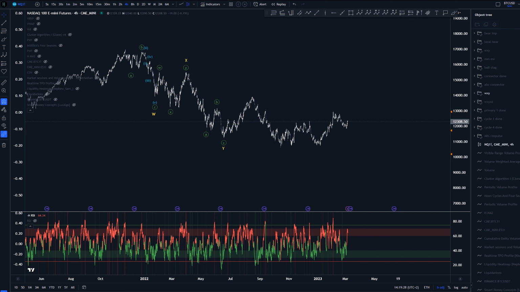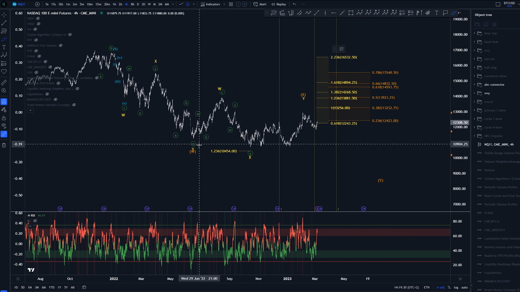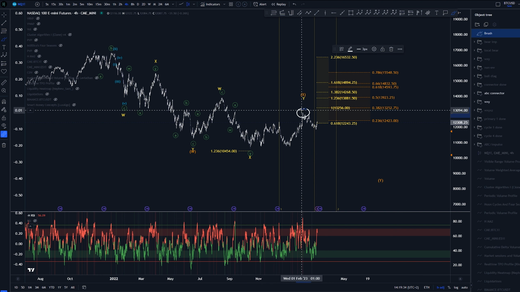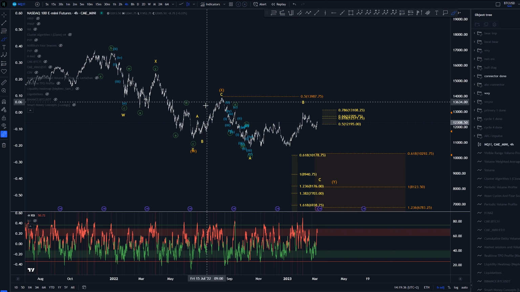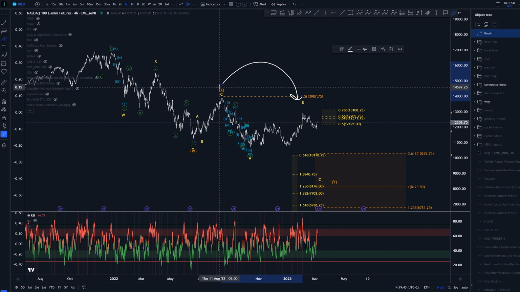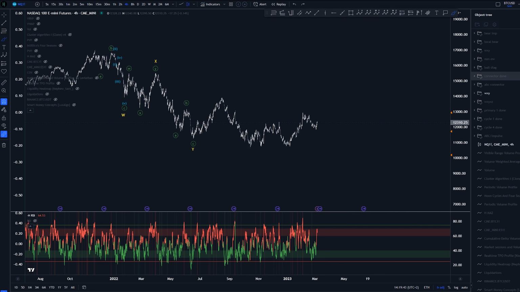Now, from there on out, we have a couple of different options. One of them is saying that we have this as a WXY into these highs here, or we have this as the ABC into X here. So either X is over here or here. Both of them are still valid.